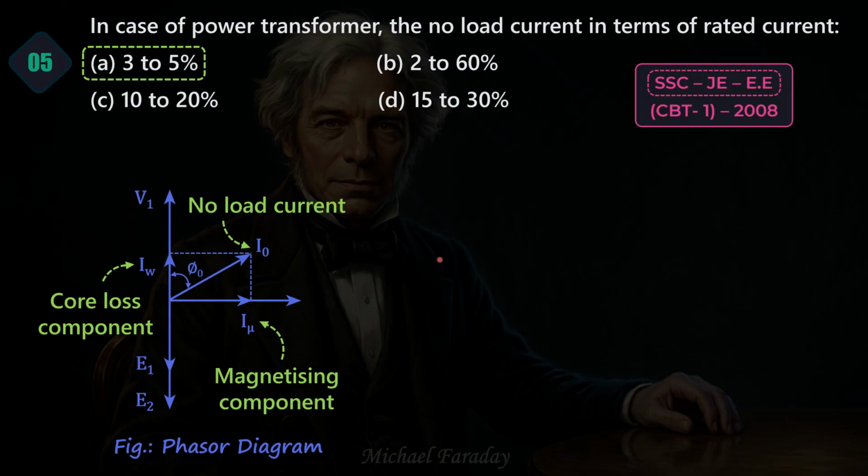Because the secondary side is open, the no load current drawn from the primary is very small, which is 3 to 5% of the rated full load current. Hence, option A is our right answer.